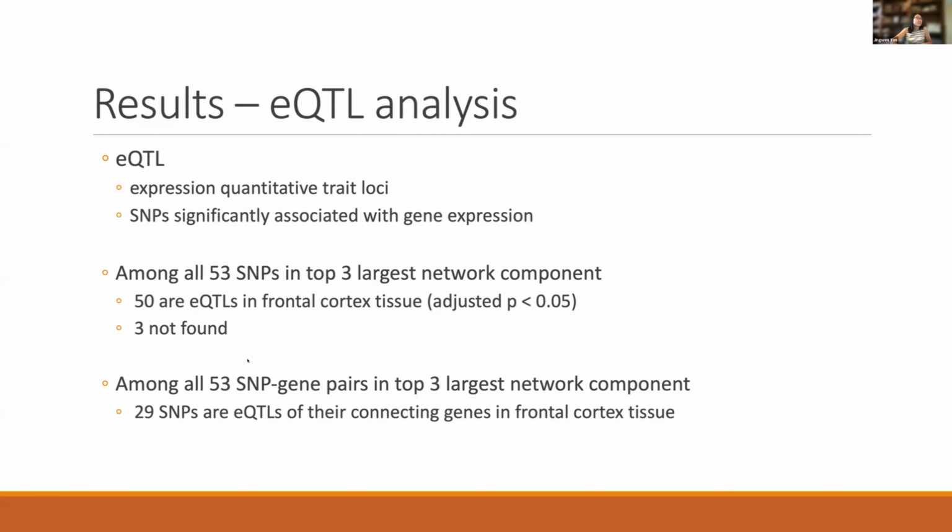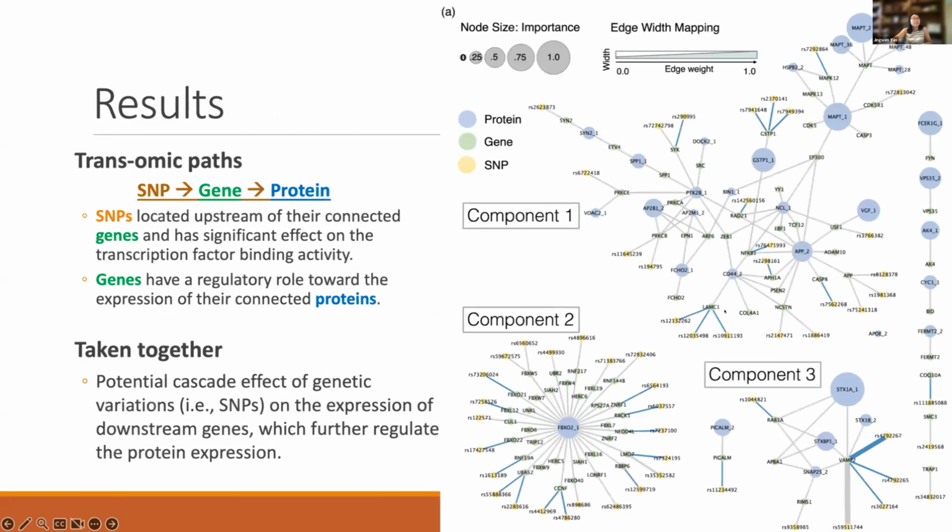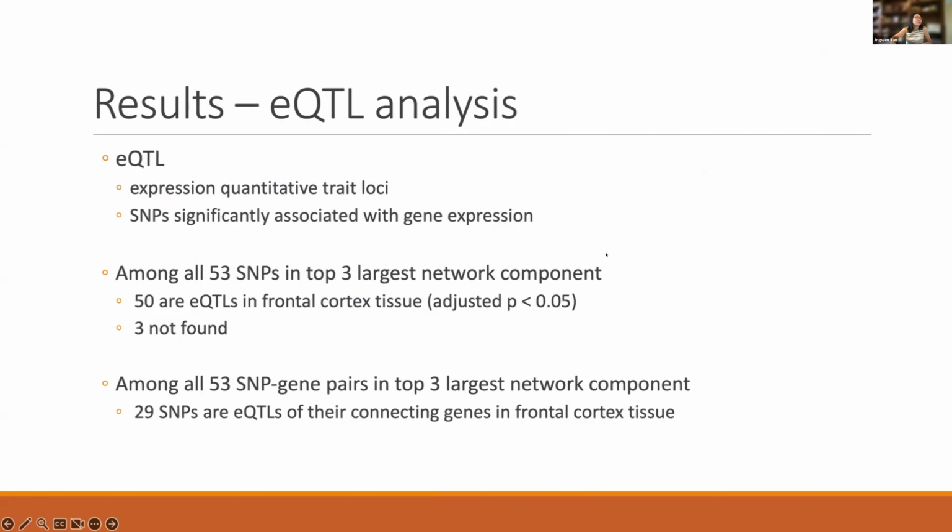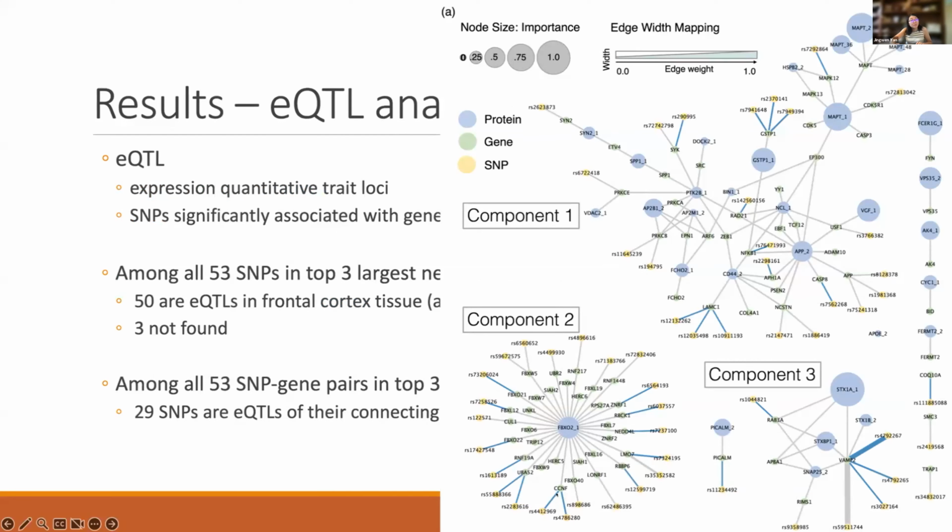And then we further look at these SNP-gene pairs in this component. So, these SNPs are eQTLs, but are they the eQTLs of their connecting genes? We examined all these 53 SNP-gene pairs in the connected component, and we found 29 of them are actually, those SNPs are indeed the eQTLs of their connecting genes in the frontal cortex tissue, which we highlight in this figure with these blue edges, blue links over here.